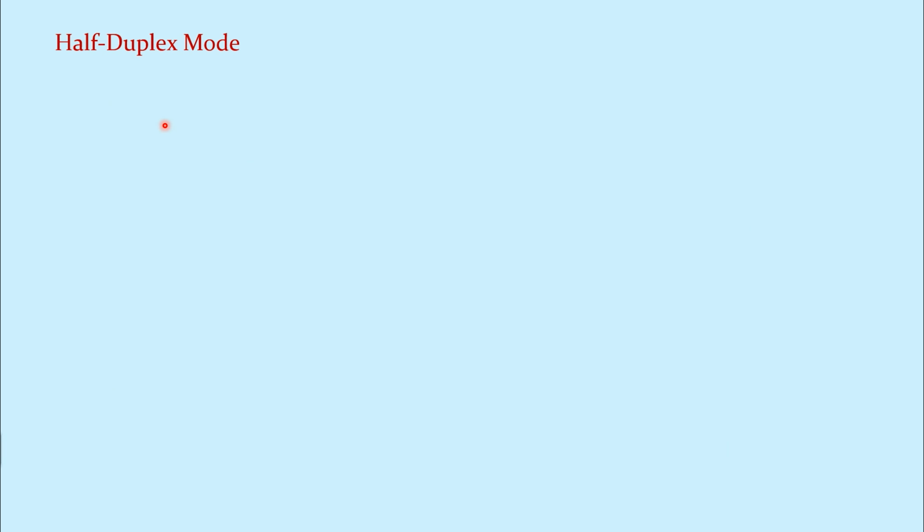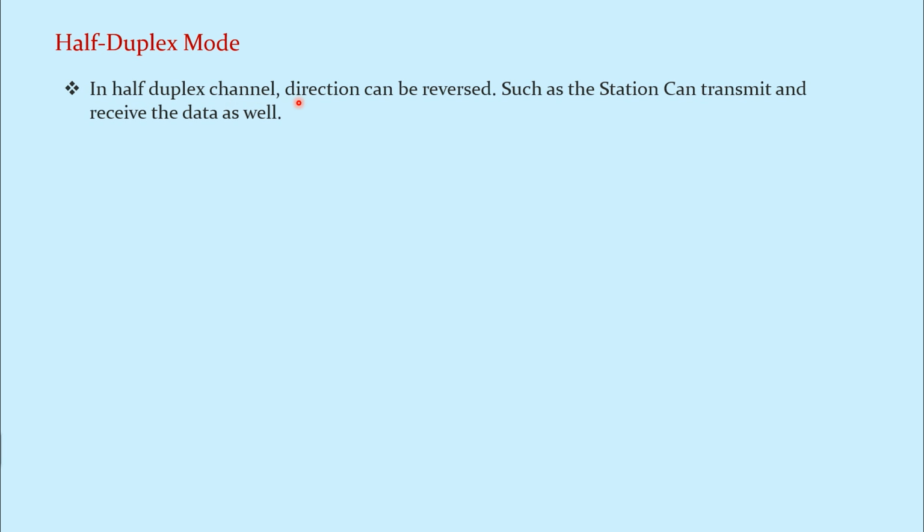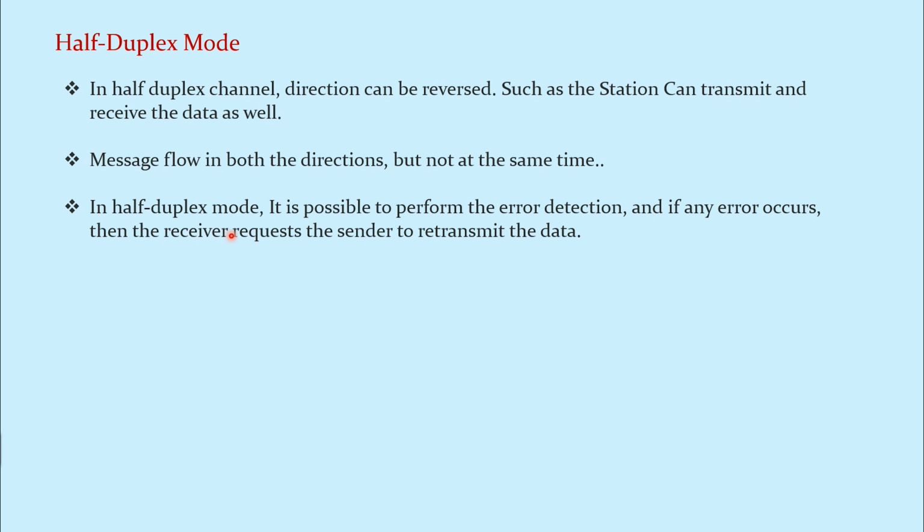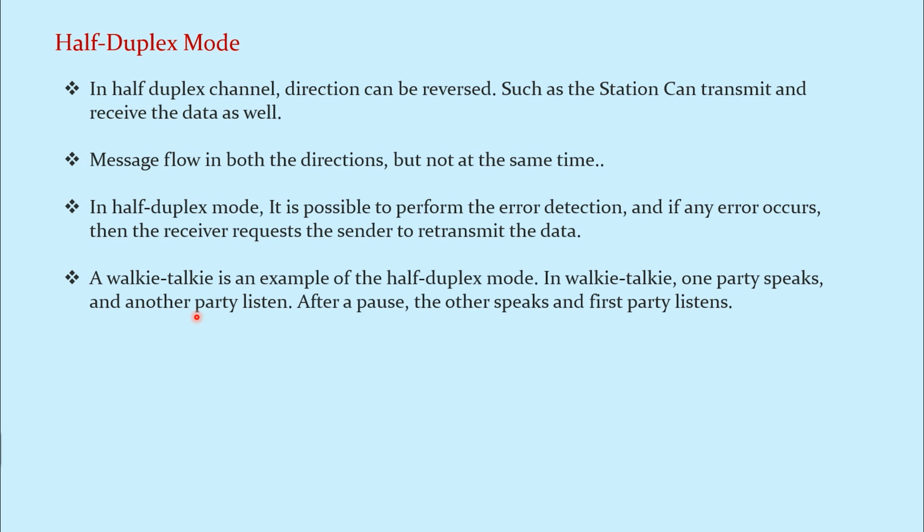Now half-duplex mode. In a half-duplex channel, direction can be reversed, such that the station can transmit and receive the data as well. Messages flow in both directions, but not at the same time. I will show you an example of it as well. In half-duplex mode, it is possible to perform error detection, and if any error occurs, then the receiver requests the sender to retransmit the message or data. A walkie-talkie is an example of half-duplex mode.